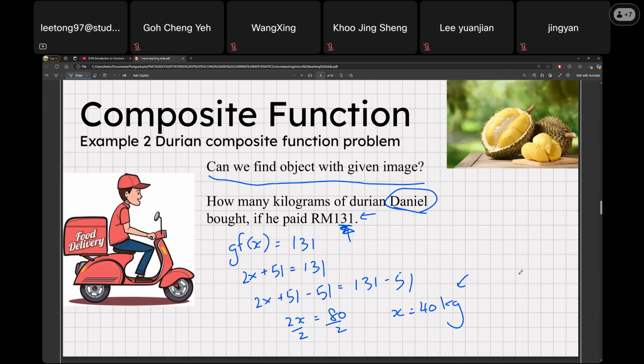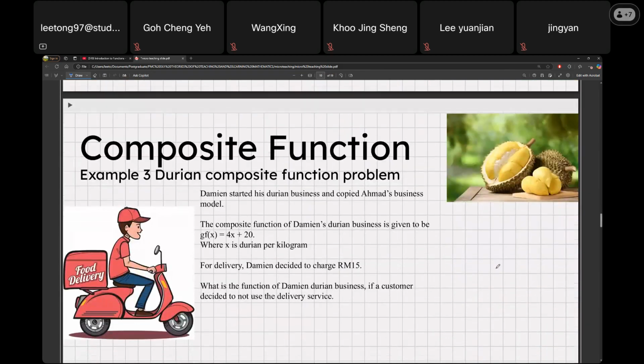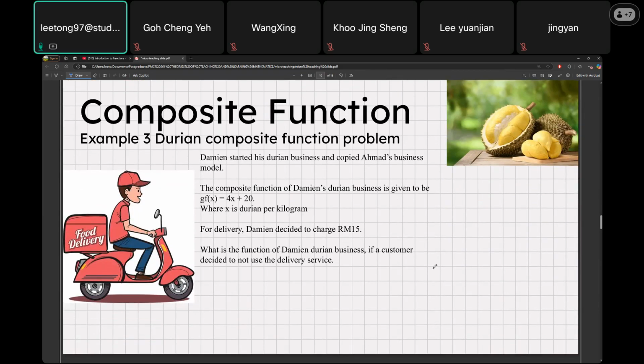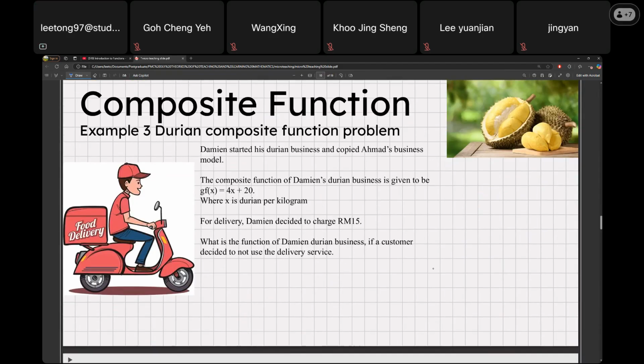Next. This is a very lengthy problem. Let you guys try. Damien is another name, this now is Damien, a different person. Damien started another durian business, and he copied Ahmad's business model. What is Ahmad's business model?